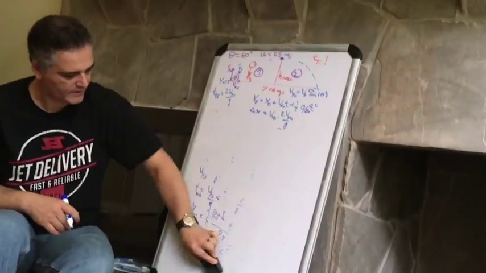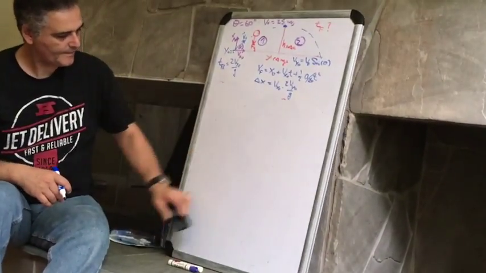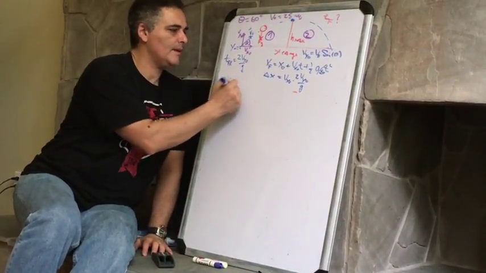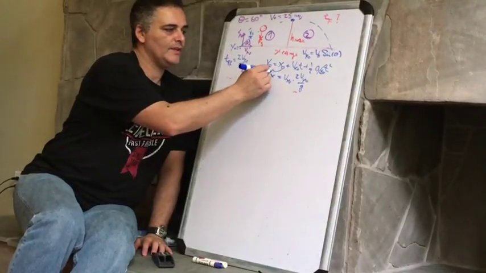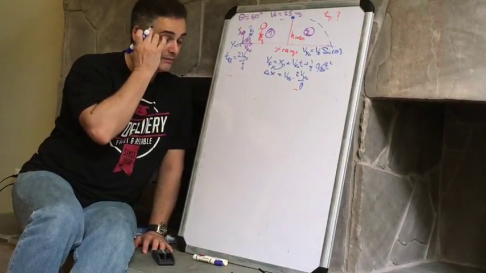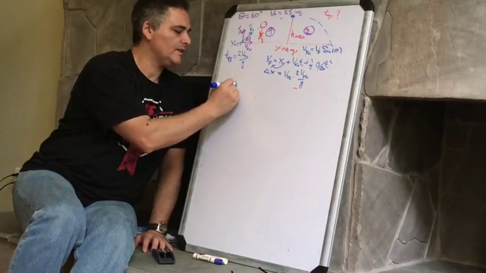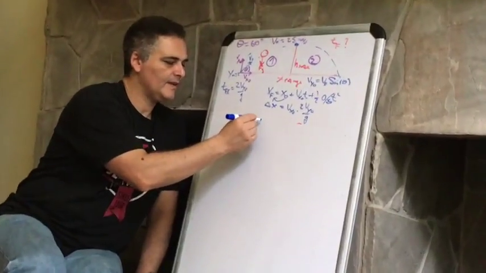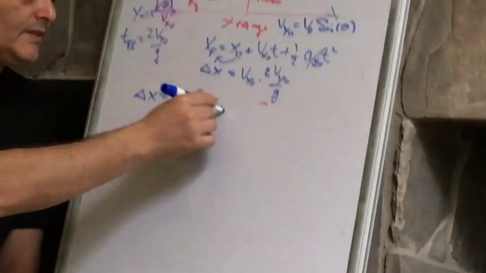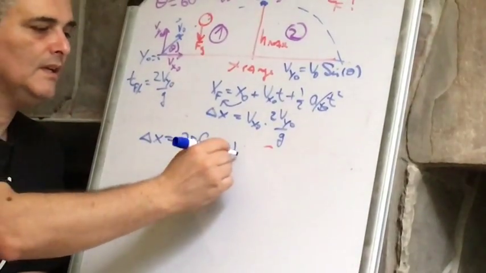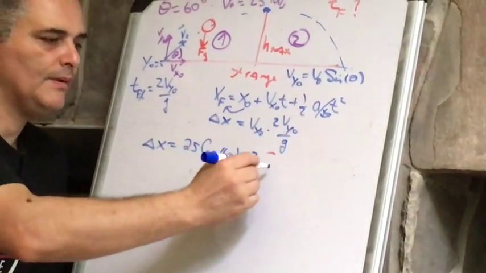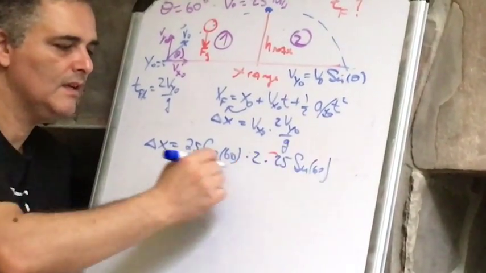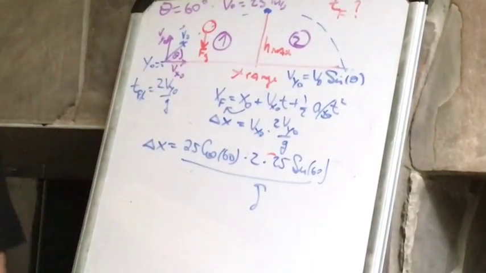Then it's really easy for us to calculate. This delta x, and remember delta x is just x final minus x initial, the distance between the initial and final position. So delta x equals vx0, which is 25 times the cosine of 60 degrees, times 2 times vy0, which is 25 times the sine of 60 degrees, divided by g.